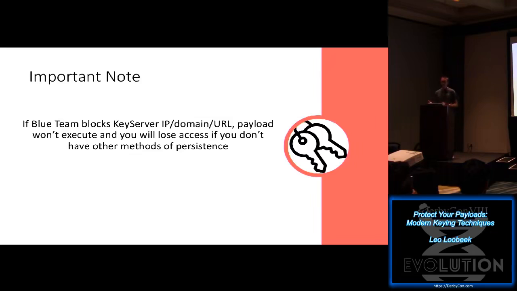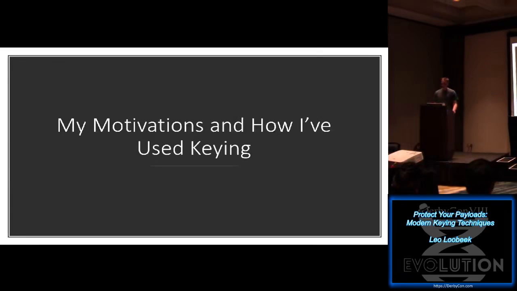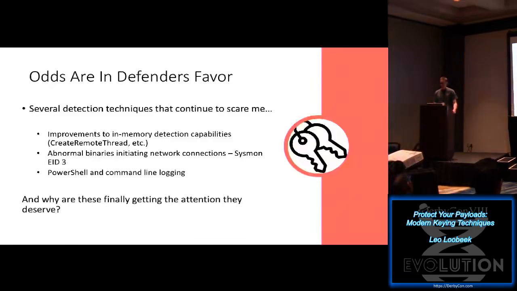And this might seem obvious, but if the blue team found that DNS key or that HTTP key payload, and they block that key server IP or domain through whatever means, your payload's not going to execute, so don't get mad at me, but your decrypted payload's still safe. But just something to consider. HTTP and DNS keying is really useful if you have a couple methods into an environment. So as we get close to closing up here, I just kind of want to talk about some of my motivations and why and how I've been using keying over the past year or so.